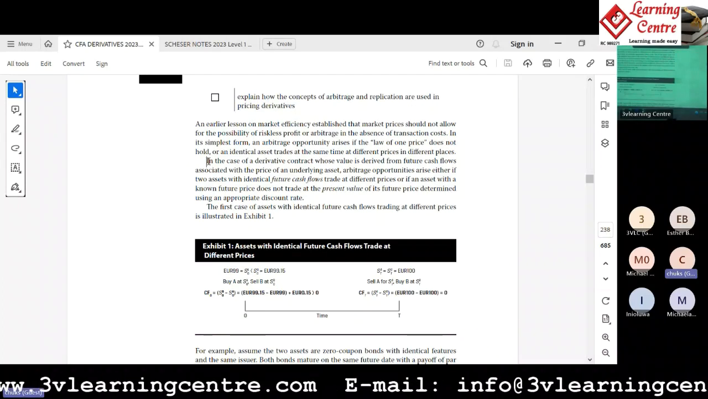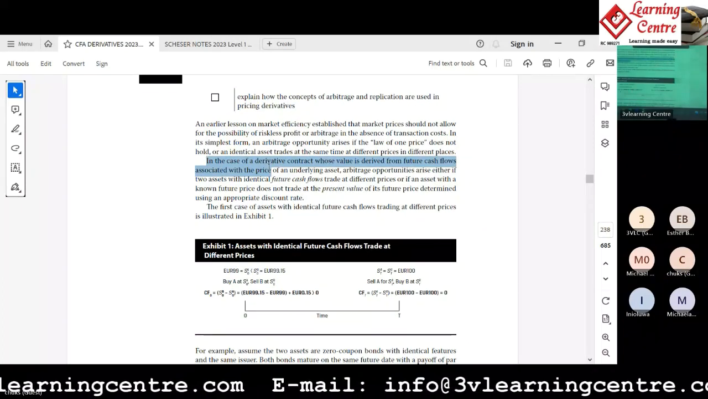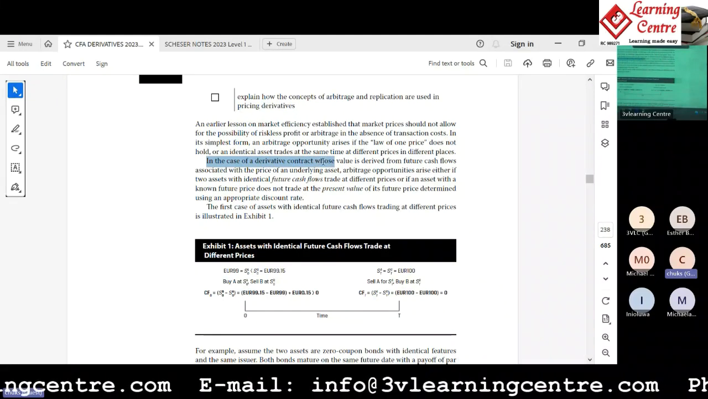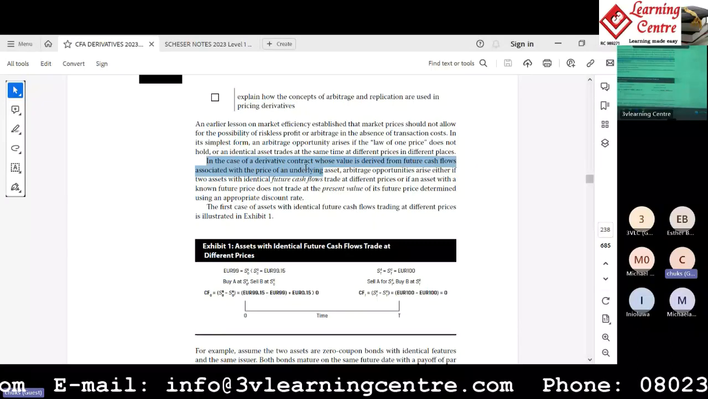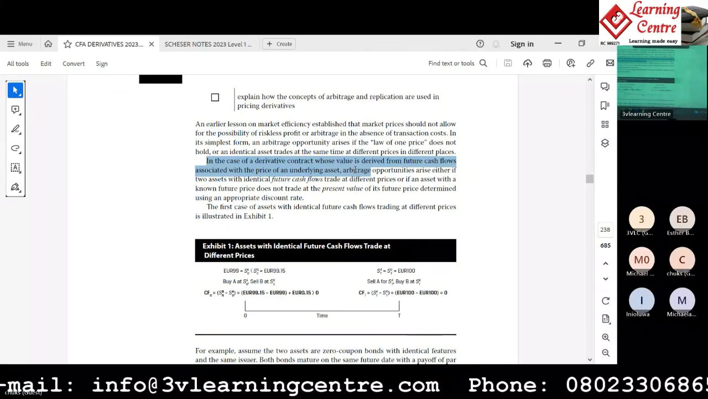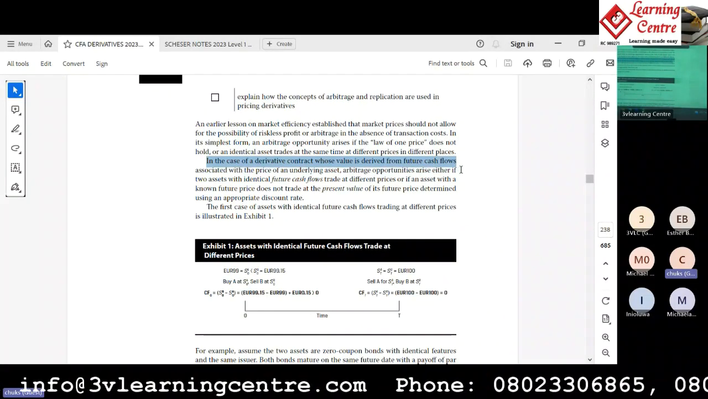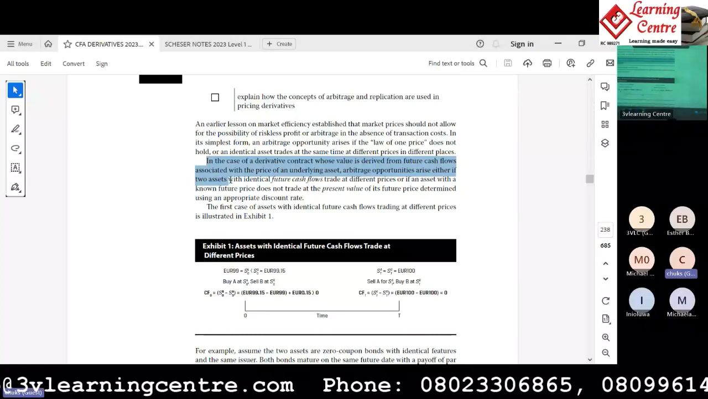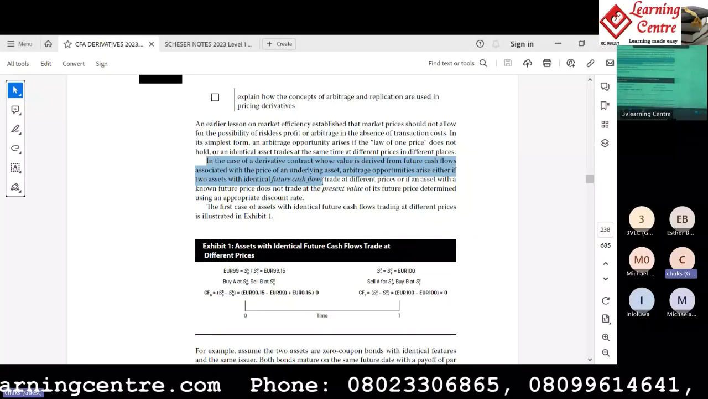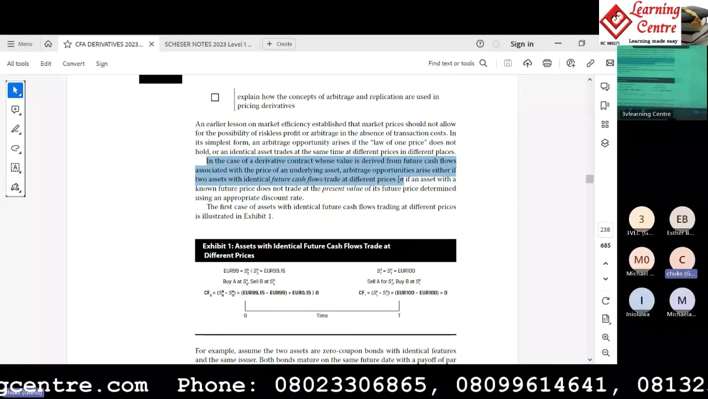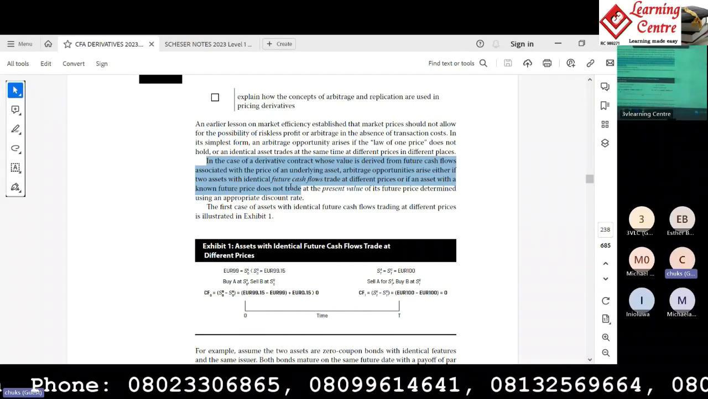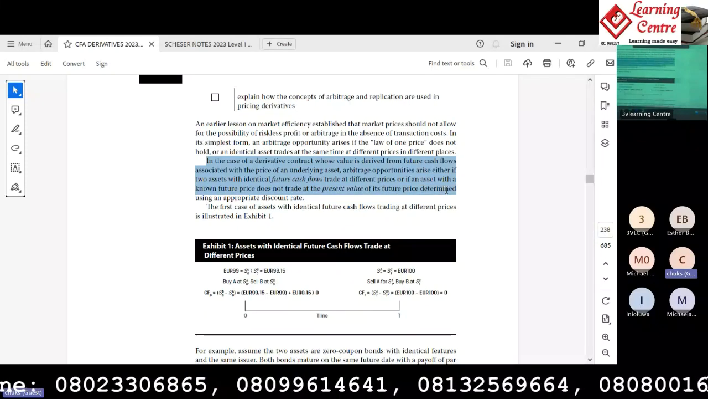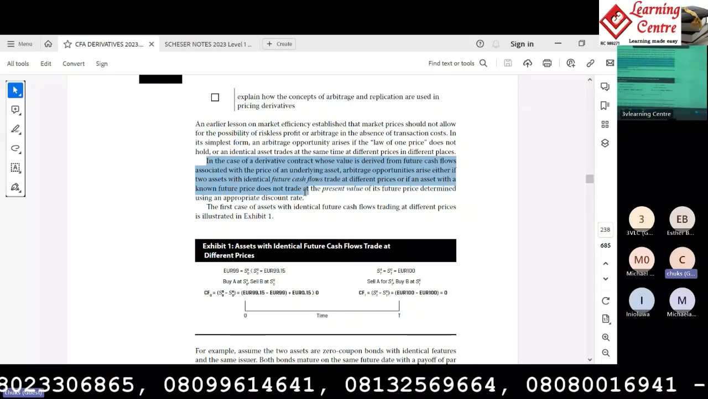Okay, so this says, in the case of a derivative contract whose value is derived from future cash flows associated with the price of an underlying asset, arbitrage opportunities arise either if two assets with identical future cash flows trade at different prices, or if an asset with a known future price does not trade at the present value of future price determined using an appropriate discount rate.